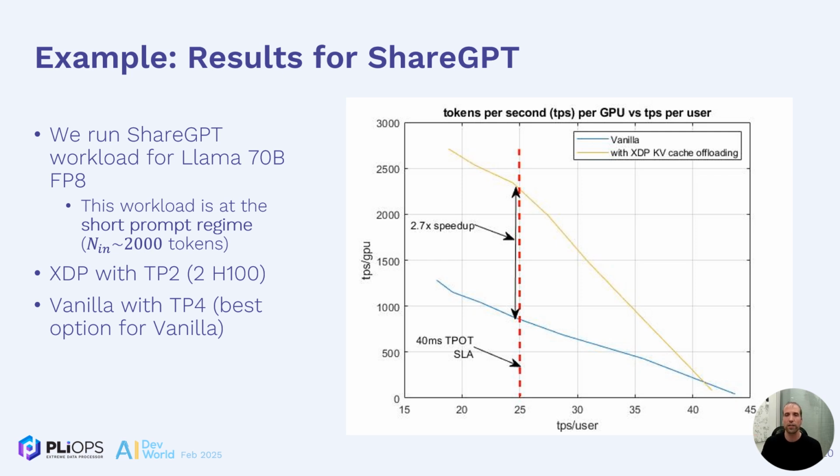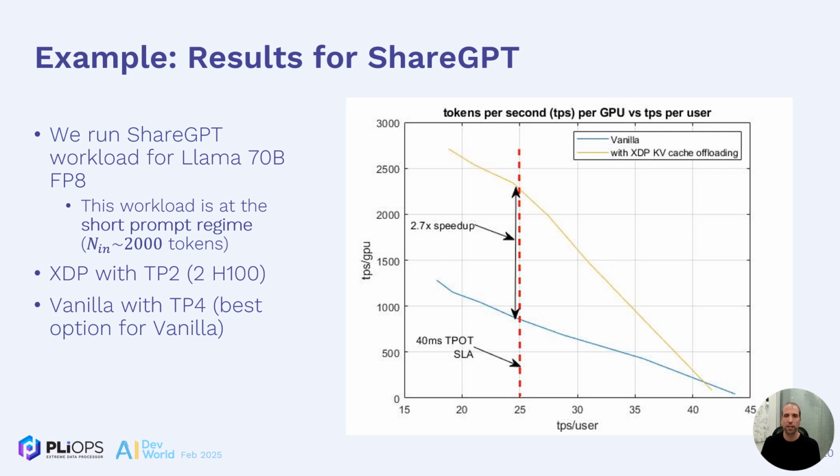So you can see here, let's look at the blue line for the vanilla system. We see that as efficiency increases, the user experience decreases drastically. You see it by the fact that it's over here. While in our system, the Pliops system with KV cache offloading, we get much higher efficiency at the same user experience.